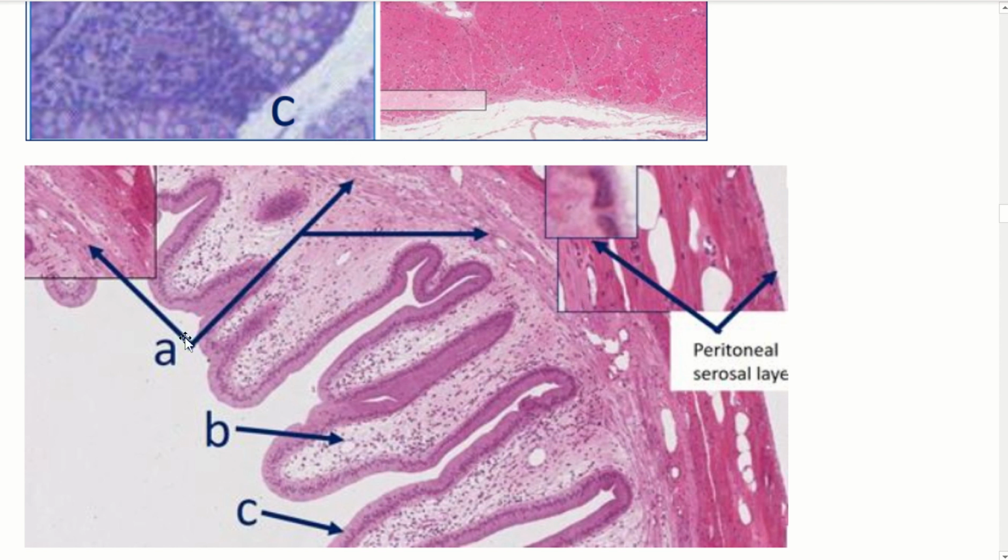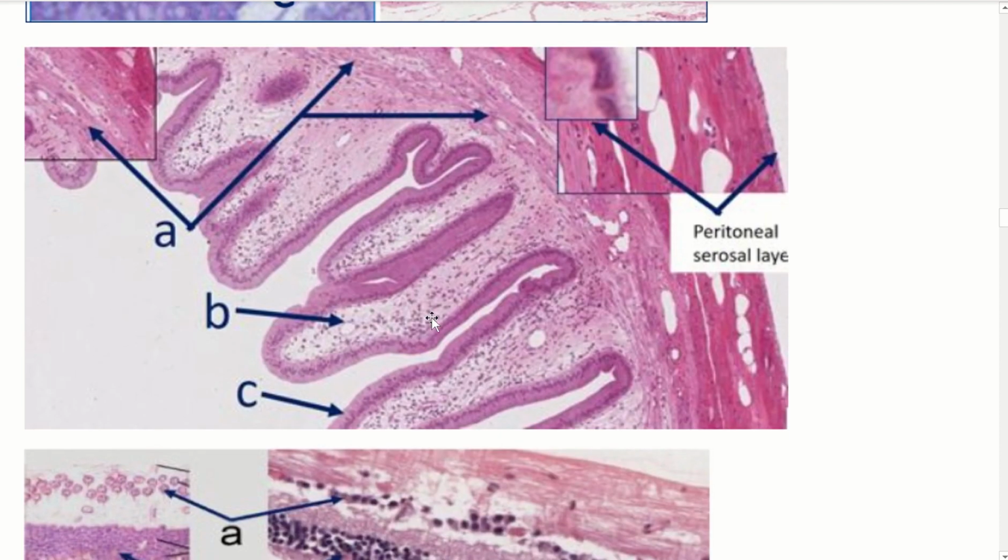Okay, out here of the gallbladder. B, this is going to be that connective tissue, that lamina propria of the gallbladder under that epithelial lining. And C, this is going to be that epithelial lining of the gallbladder, so that simple squamous epithelium.